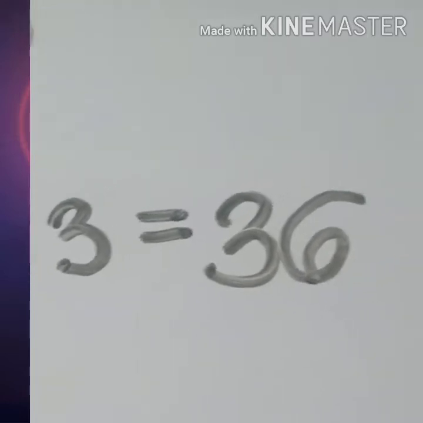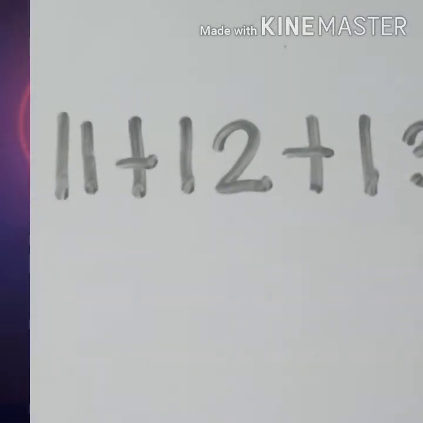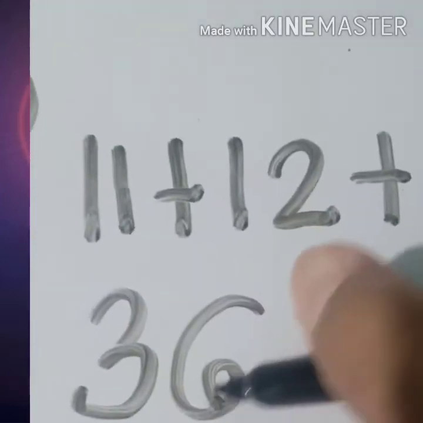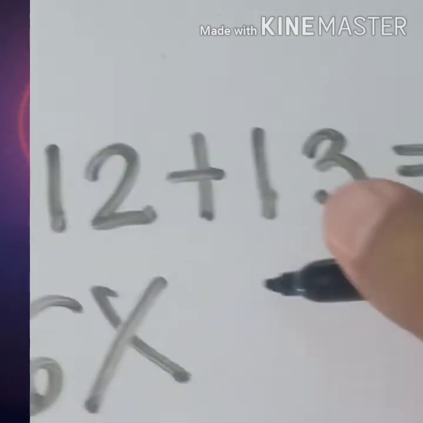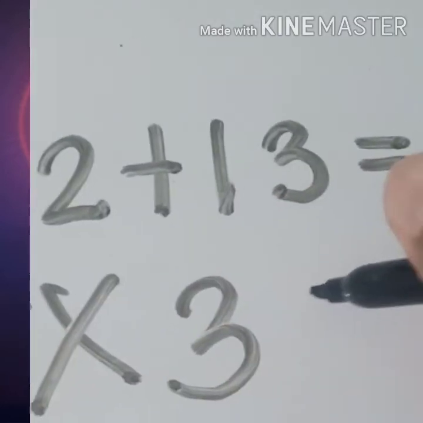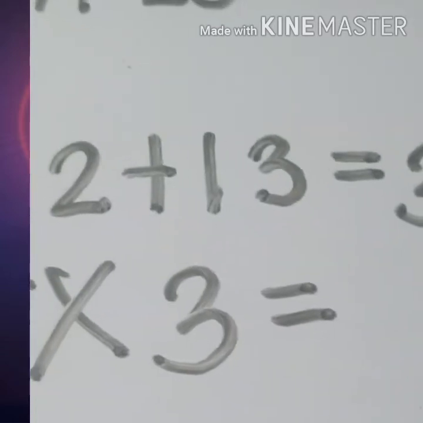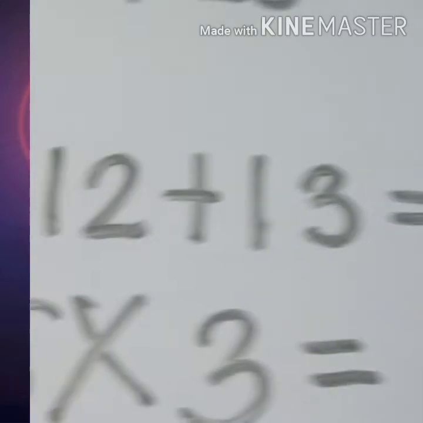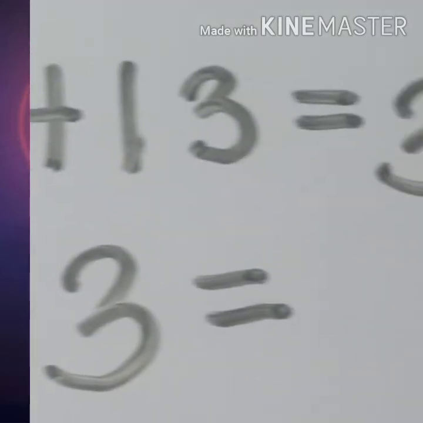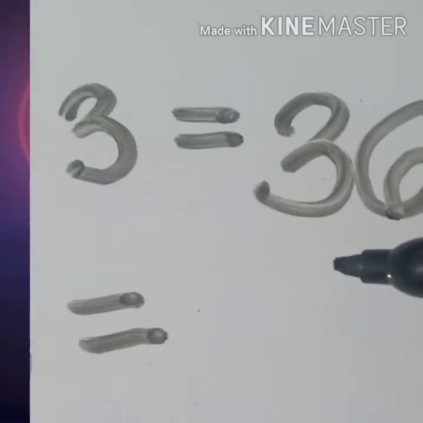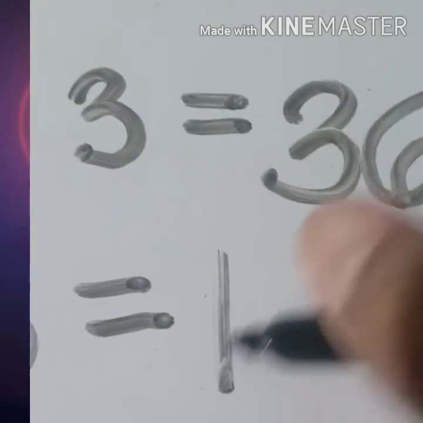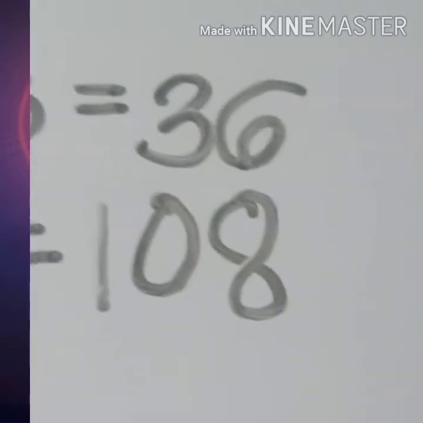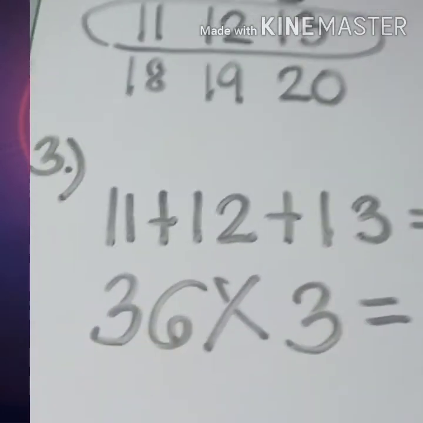And the sum is 36. So, we have to multiply by 3. So, we have 36 times 3 is equal to 108. Okay, so this is the third step.